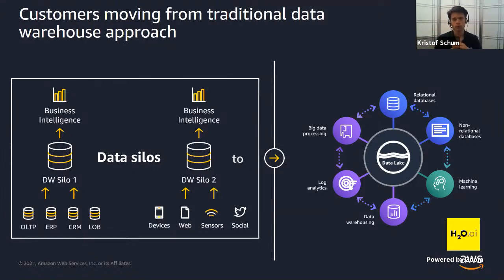So customers really wanted the ability to use the right tool, whether it be log analytics, documents, or graph data, and then to move data between them at the periphery, or from the periphery into the data lake, or from the data lake outside to these. That's a modern architecture that we call the lakehouse architecture.